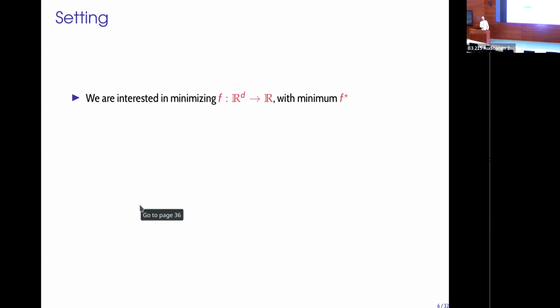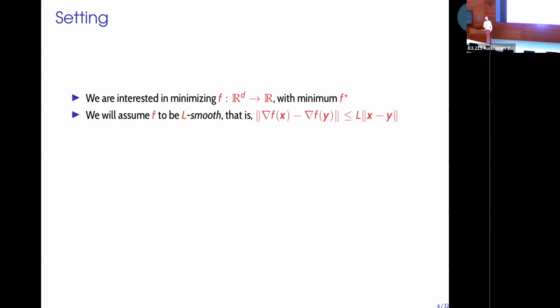So what is the setting? A little bit more specifically, we are interested in minimizing this function from R^d to R, and I will always denote the minimum of the function with f star. We will have many functions, and each time f star will be the minimum of the particular function that we are considering. We will assume that the function is L-smooth, and by that I mean that the gradient is Lipschitz.